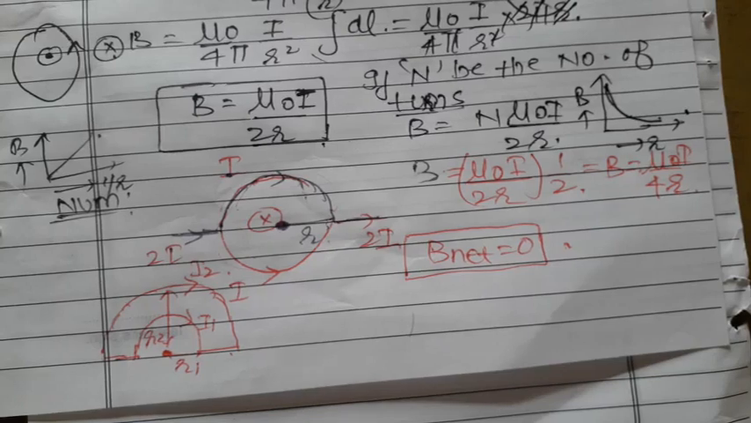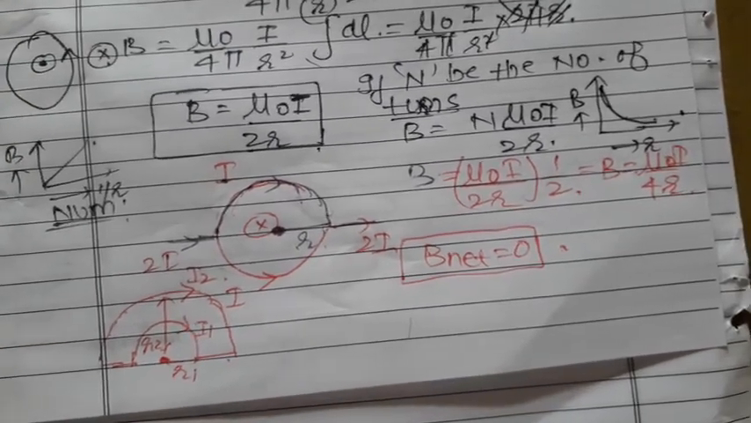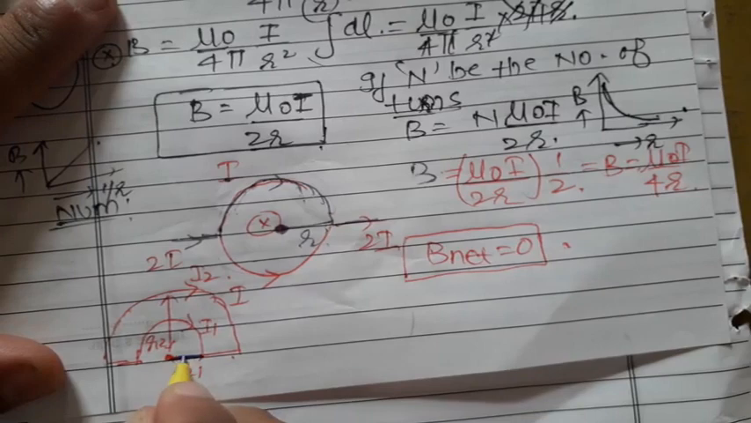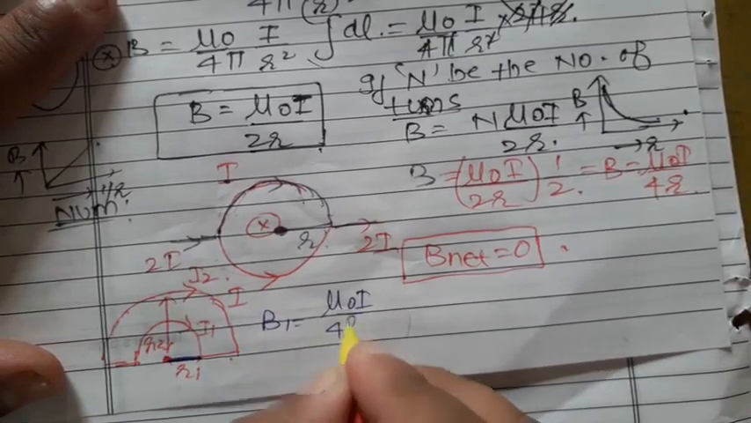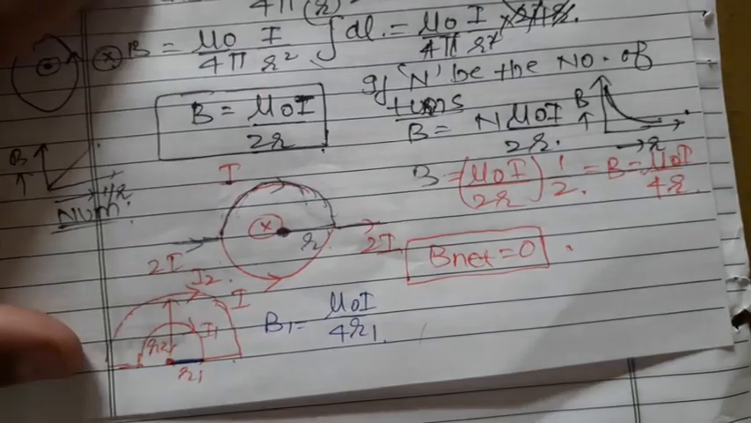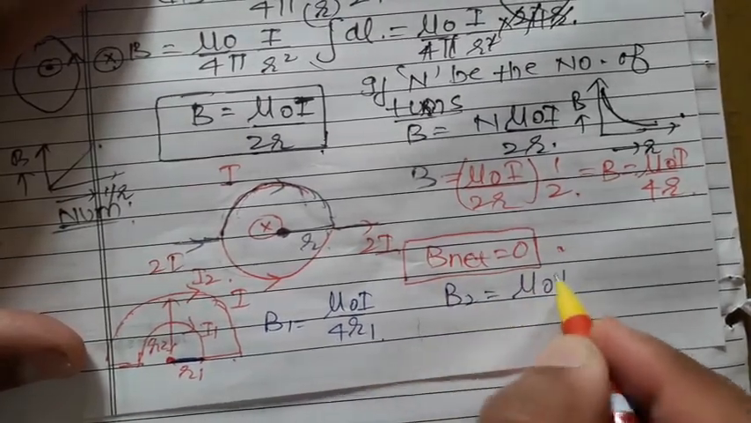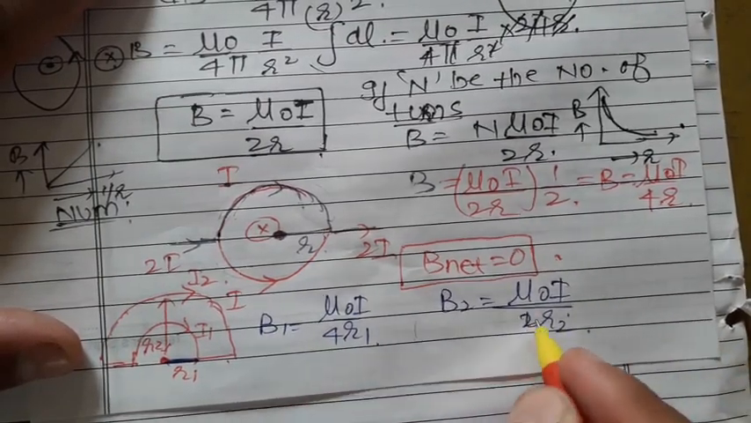Now you can see the direction of current. Direction of current is same. R1 and R2 in same side. So all of you try to solve this question. What will be the answer? If I go for this, the answer will be, now this is the first one and this is the second one. First one will be mu naught I upon 4R1, since it is a semicircular. For second, B2 will be mu naught I upon, yes, it will be 2R2, sorry, 4R2.